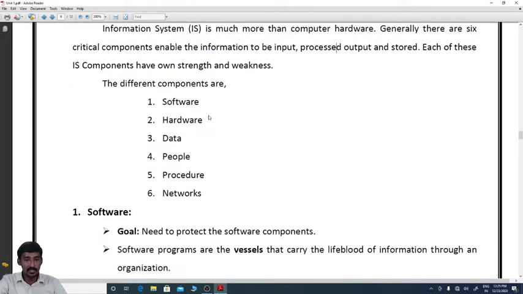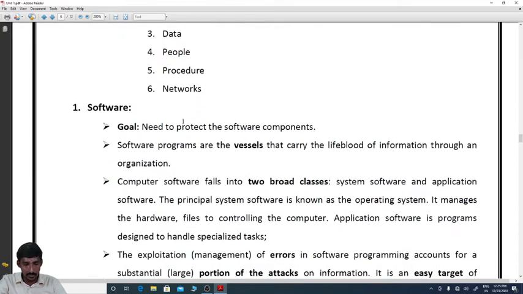I move on to the first component, which is called software. The main goal is that you are going to protect your software components with the help of this NSTISSC standard. You can assume that software programs are considered as vessels to hold your information. This is the lifeblood of information in an organization.